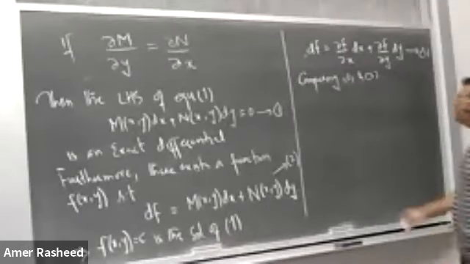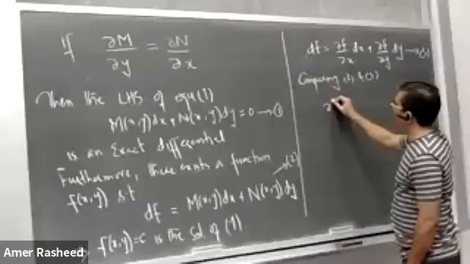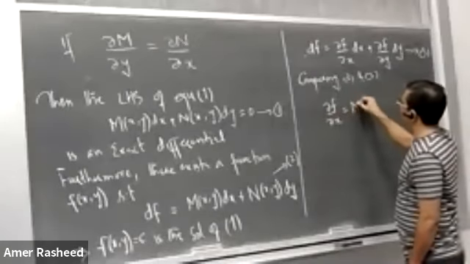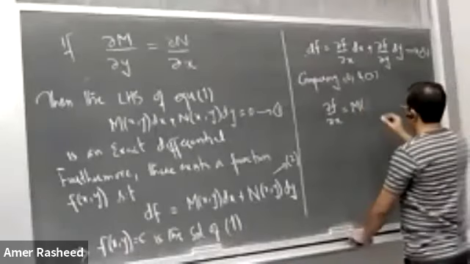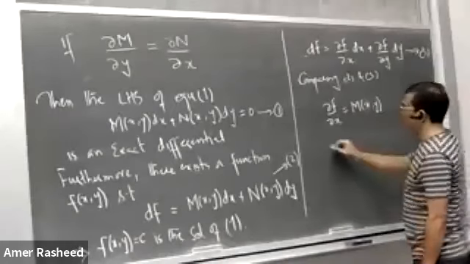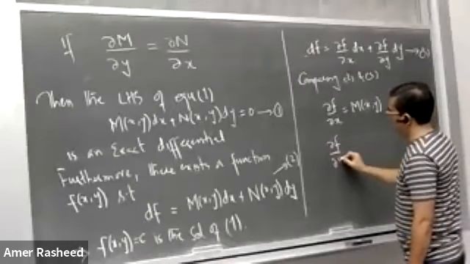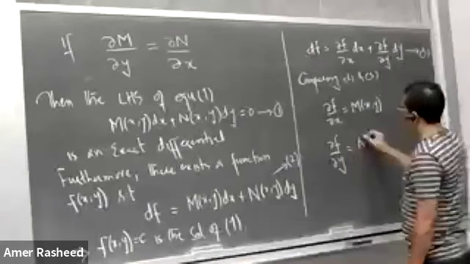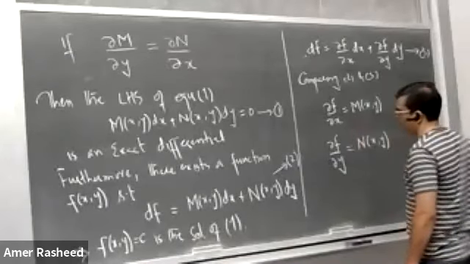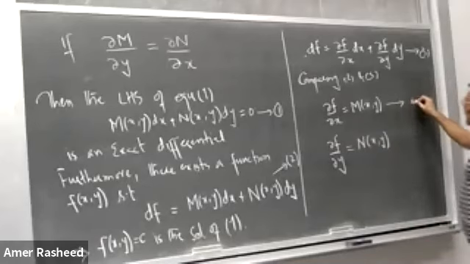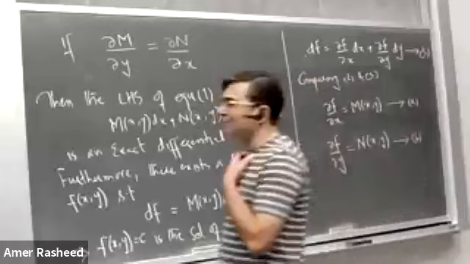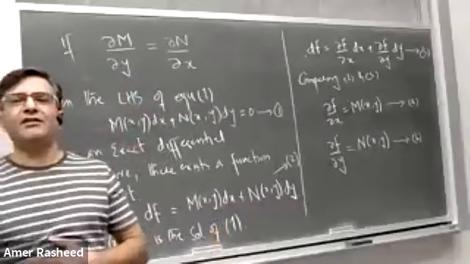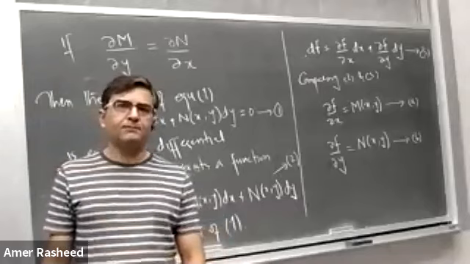If we compare 2 and 3, we get two equations. Partial f over partial x is equal to M(x,y), and partial f over partial y is equal to N(x,y). We call it equation A, and we call the other equation B. Now these are the expressions which will help us to find the function f.